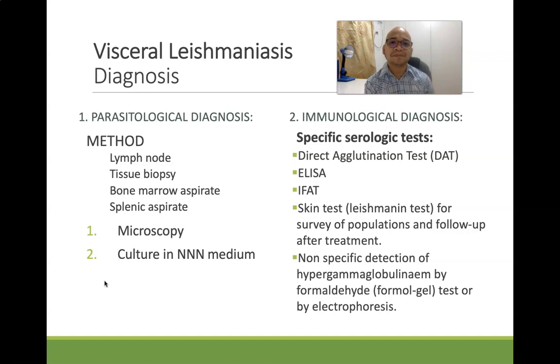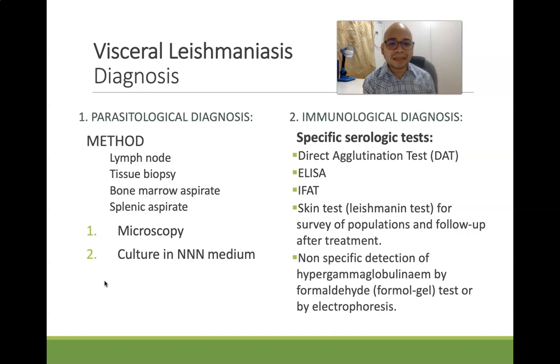And then of course direct agglutination test, ELISA, immunofluorescent antibody testing. These are all examples of immunologic diagnosis. When I say immunologic diagnosis, we're trying to determine if antibodies are actually found in the immune system. So it is useful, especially at the latter part of the infection. A skin test is also available, the Leishmanin test. It is usually used to survey the population and for follow-up after treatment. There's also a non-specific detection of hyperglobulinemia.